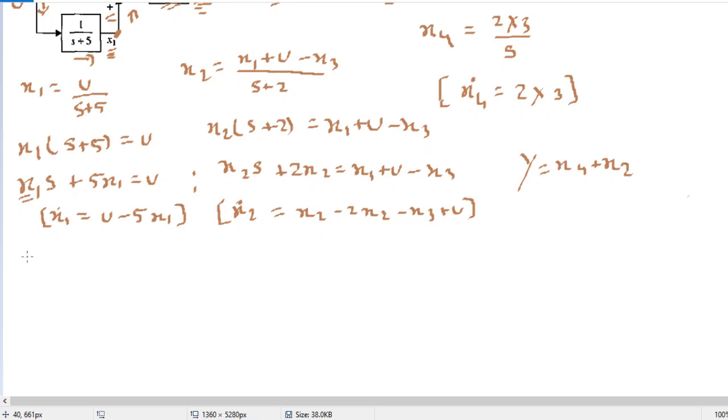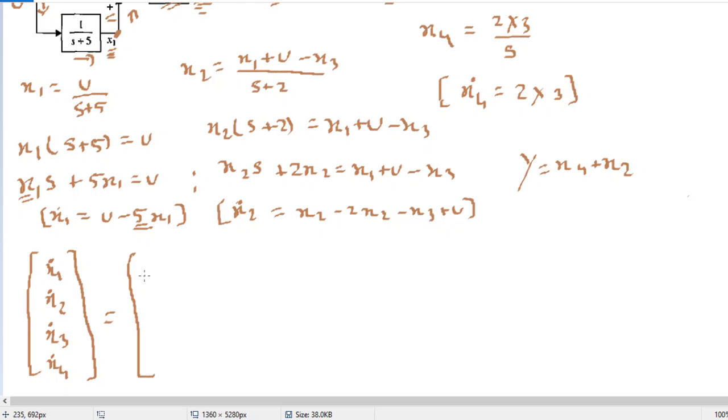Now we have to produce a matrix form. So we can write x1, x2, x3, x4. All are the differential forms of x1, x2, x3 and x4, so that we can compute the matrix form of this equation. Now check all the equations. In x1 dot we have only x1, so it becomes minus 5. We don't have any other term in x1, so all are zeros.